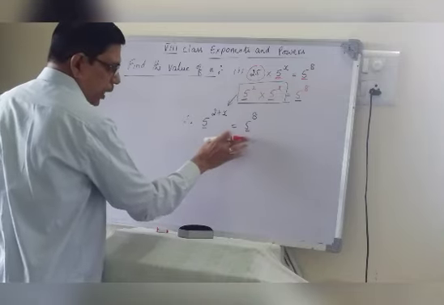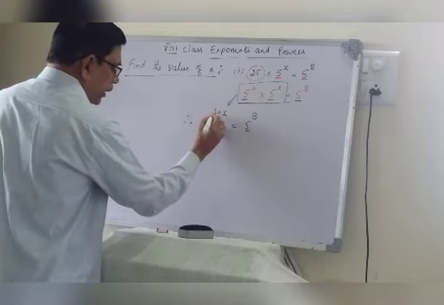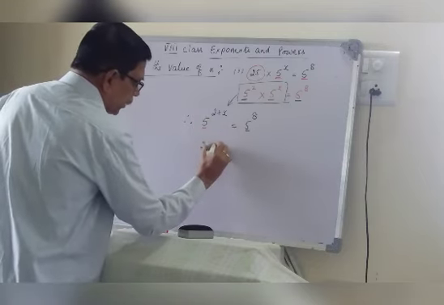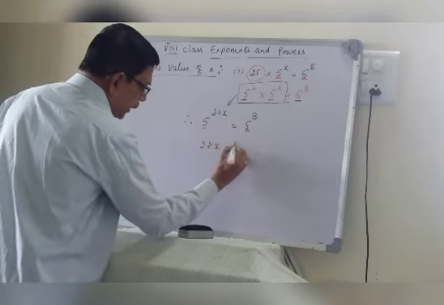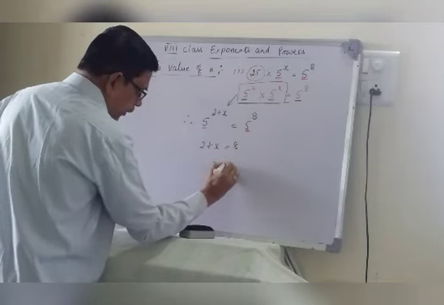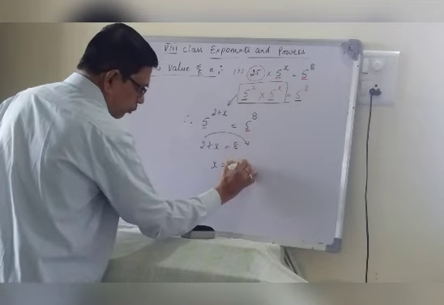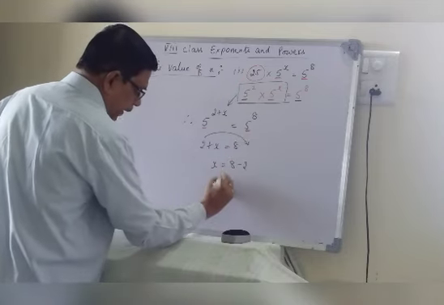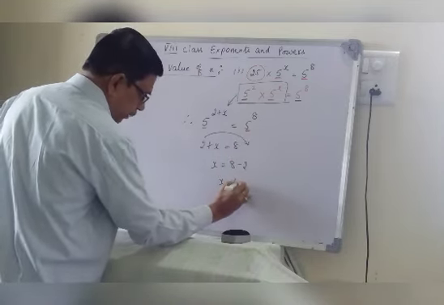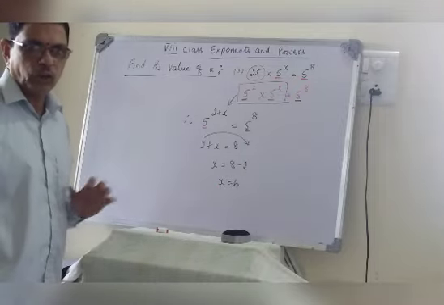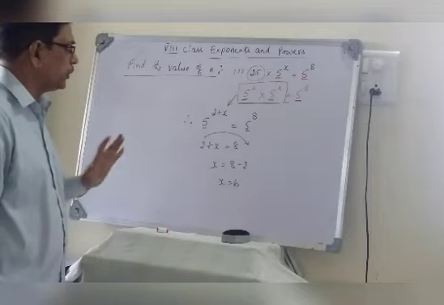When the bases are same, then we need to take only the powers. What are the powers here? 2 plus x is equal to 8. Therefore x is equal to 8. अगर 2 हम इस तरफ ले आए, the plus 2 will become minus 2. Then here x is equal to 8 minus 2 is equal to 6. So like this we can solve by using the different formulas here.